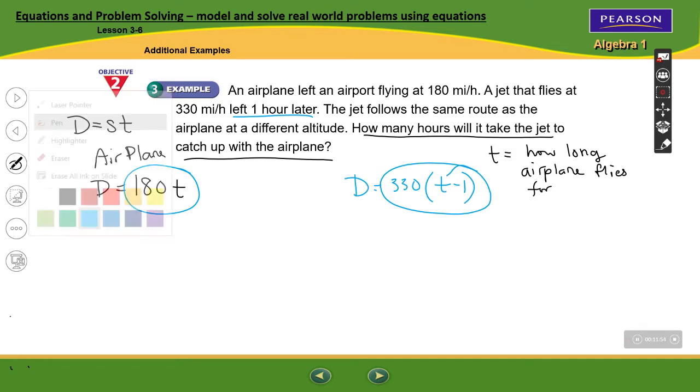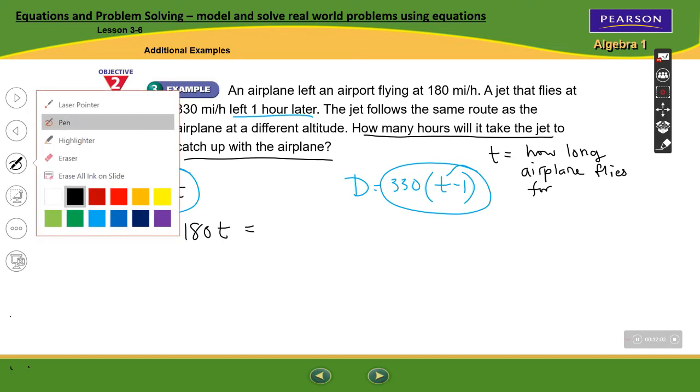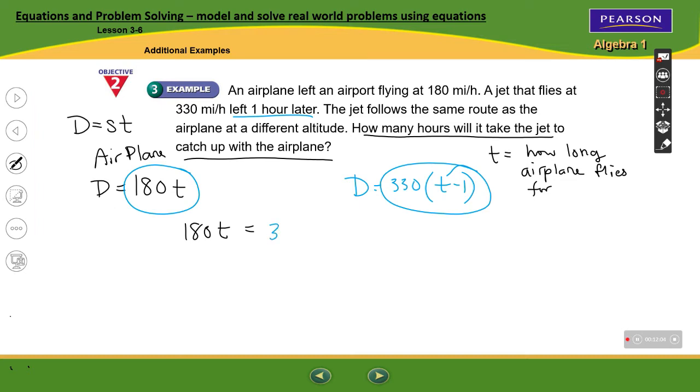So let's set that up. We're going to go 180t equals 330 parentheses t minus 1. And now we need to solve that. So in order to solve that and save some time on this video, I'm going to go through the steps and then I'll be back.